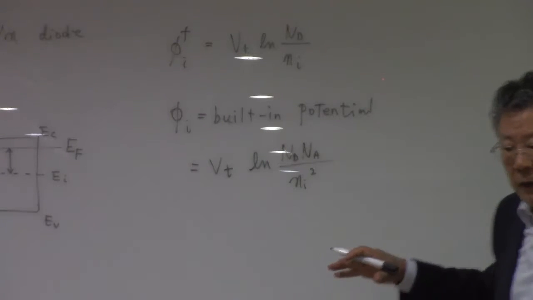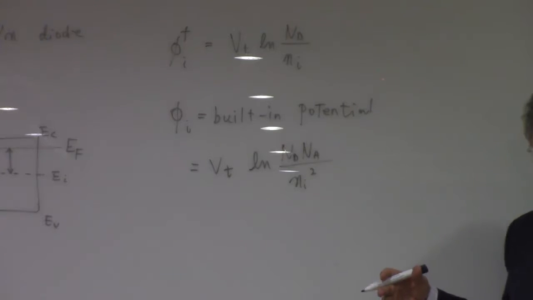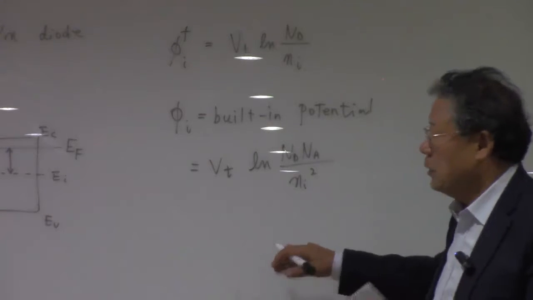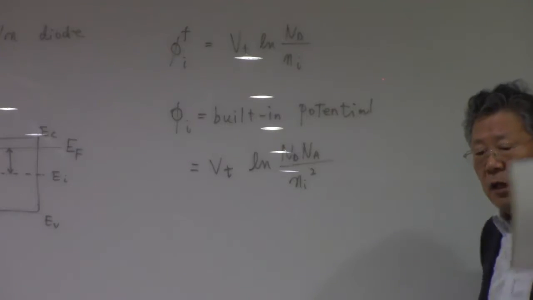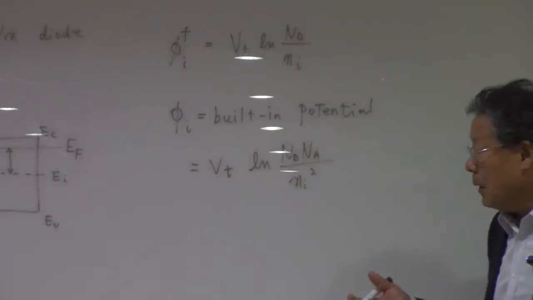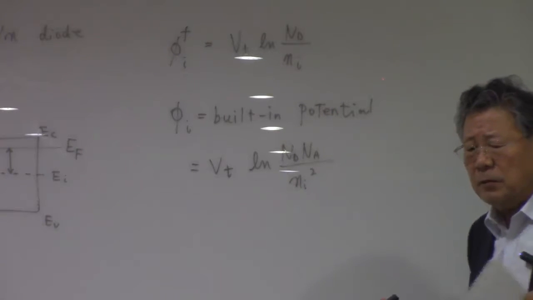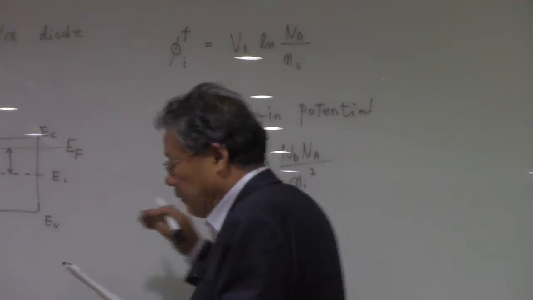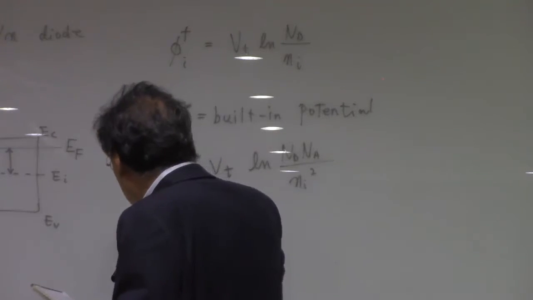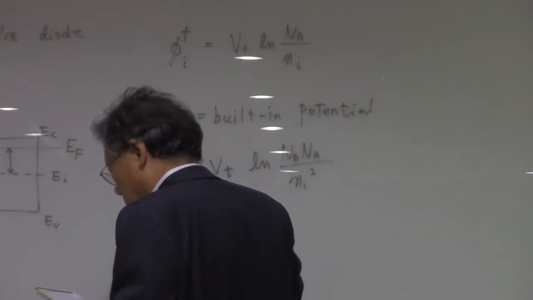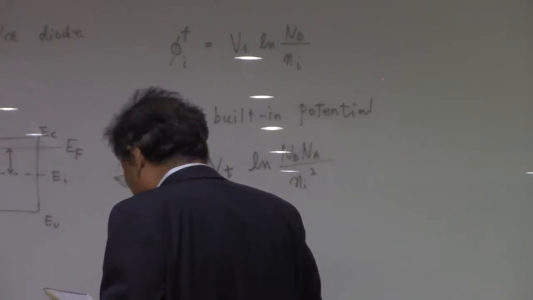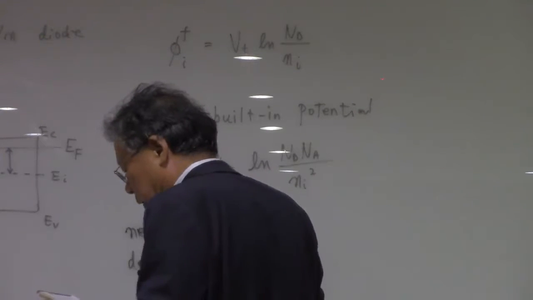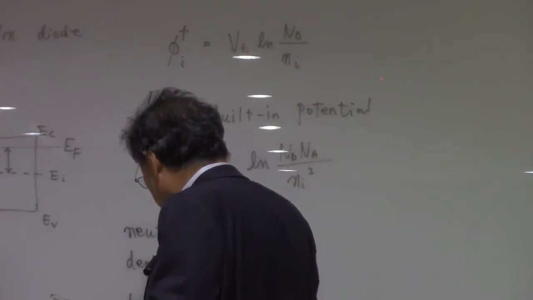Now we have contributions from the N side and P side, both in these PN junctions. In a metal semiconductor junction, the metal does not have any contribution to the built-in potential. Okay, but in a PN junction we have a contribution from both sides, and we're going to assume the neutral and the depletion regions. This has been discussed the last time.